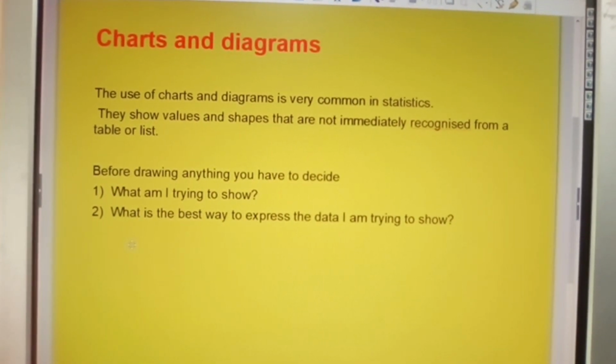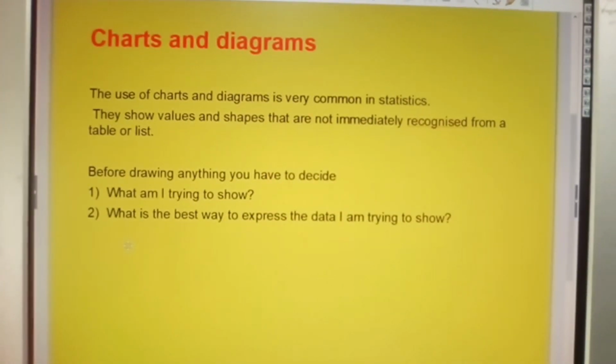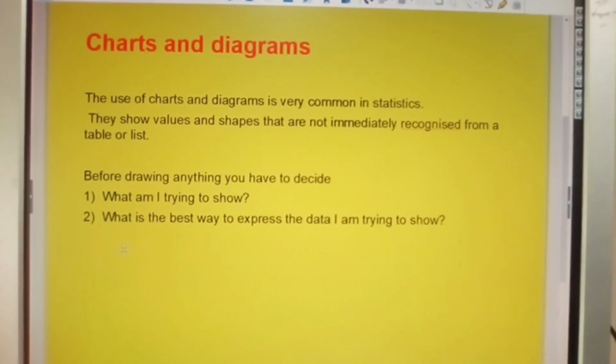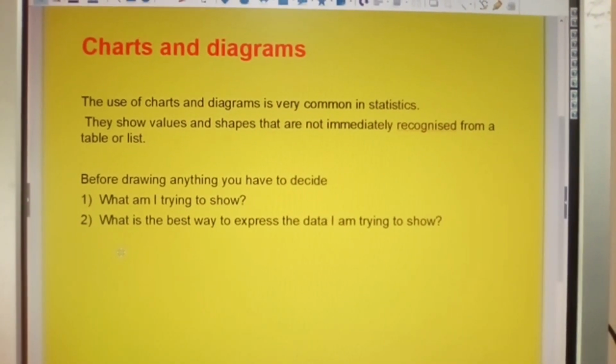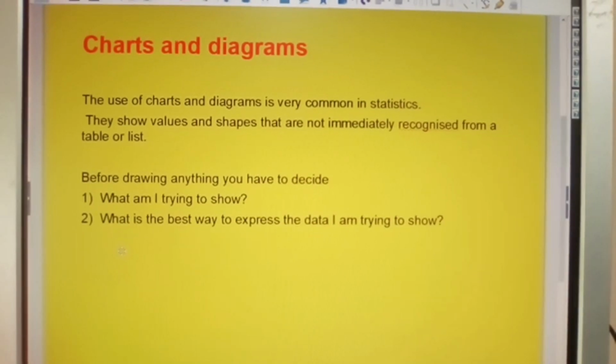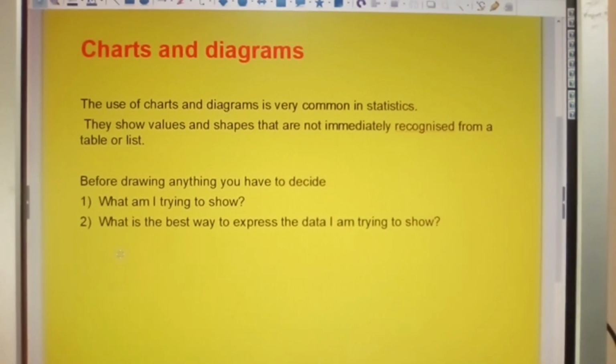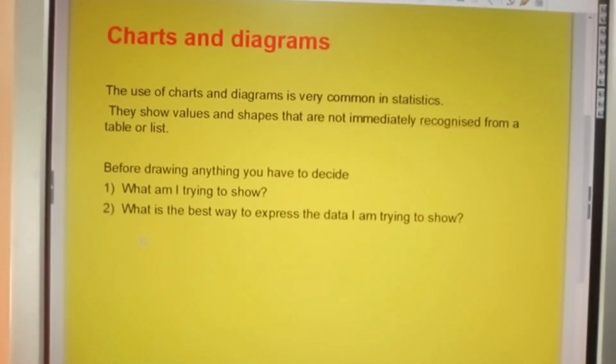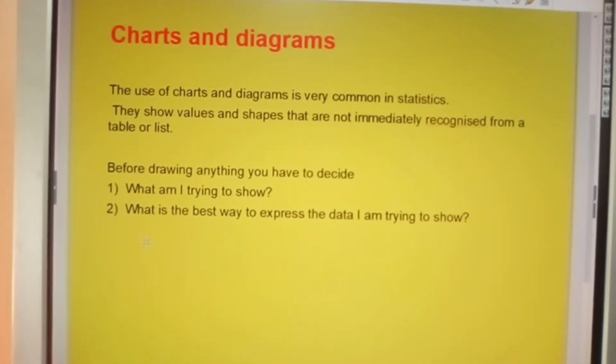Charts and diagrams. The use of charts and diagrams is very common in statistics. As a matter of fact, charts are very essential. Be sure you can produce charts and diagrams, pie charts and so forth, using the Excel worksheet. The Excel worksheet is quite excellent for creating graphs and charts.